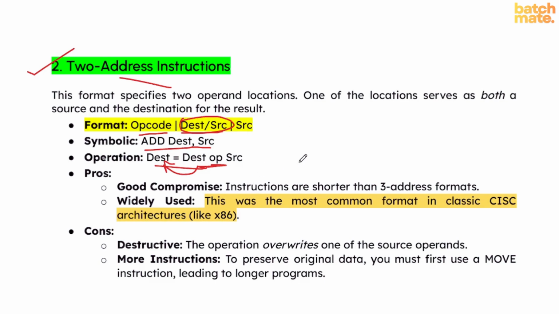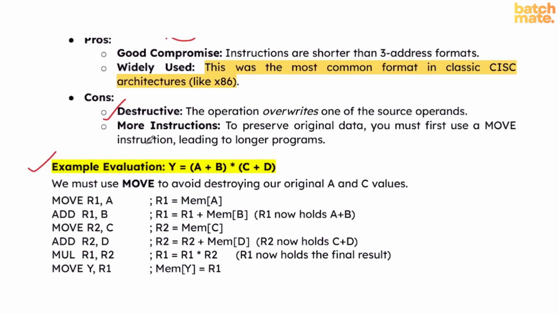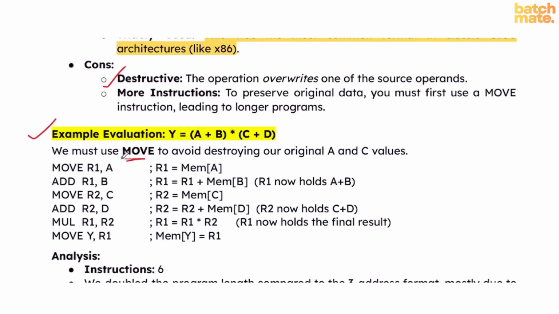If I say add A, B, I'm overwriting the value of A with the result. If I needed A later, too bad. It's gone. So one of the original data here is changed. So how do we solve our equation without destroying our data? We have to pay a tax. We have to use extra move instructions to save copies of data first.